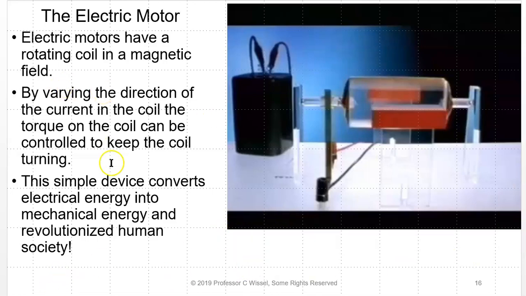Now, electric motors have a rotating coil and magnetic field. By varying the direction of the current in the coil, the torque on the coil can be controlled to keep the coil turning. This simple device converts electrical energy into mechanical energy and has actually revolutionized human society. So think of how many different motors you have in your life and how important they are.